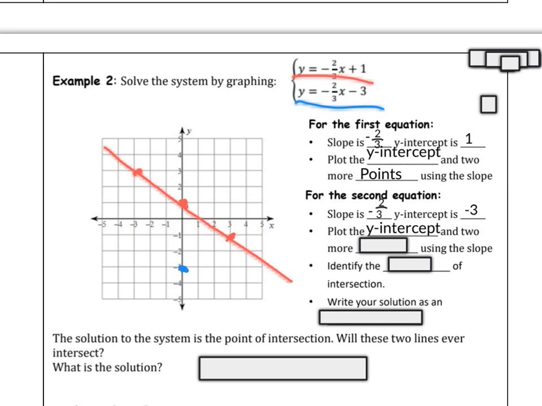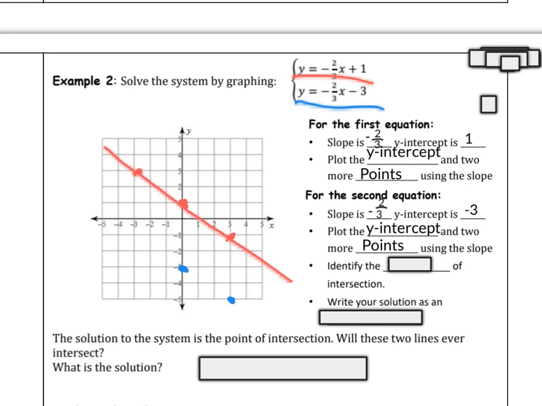Then we want to plot 2 more points using that slope, negative 2/3. This is also a negative slope, so it's going to be going this direction. And we have that 2 over 3. So I'm going to start by going down 1, 2, over 1, 2, 3. There's going to be my next point right there.